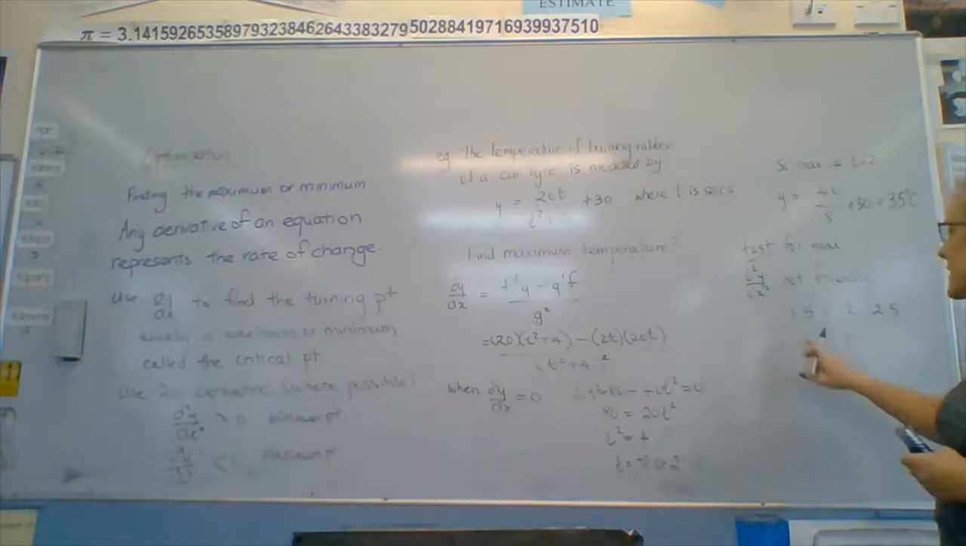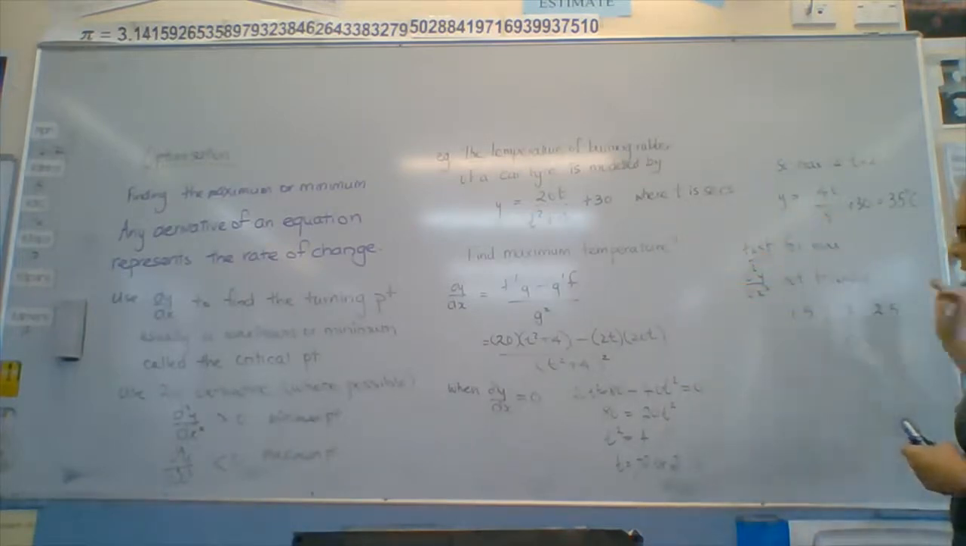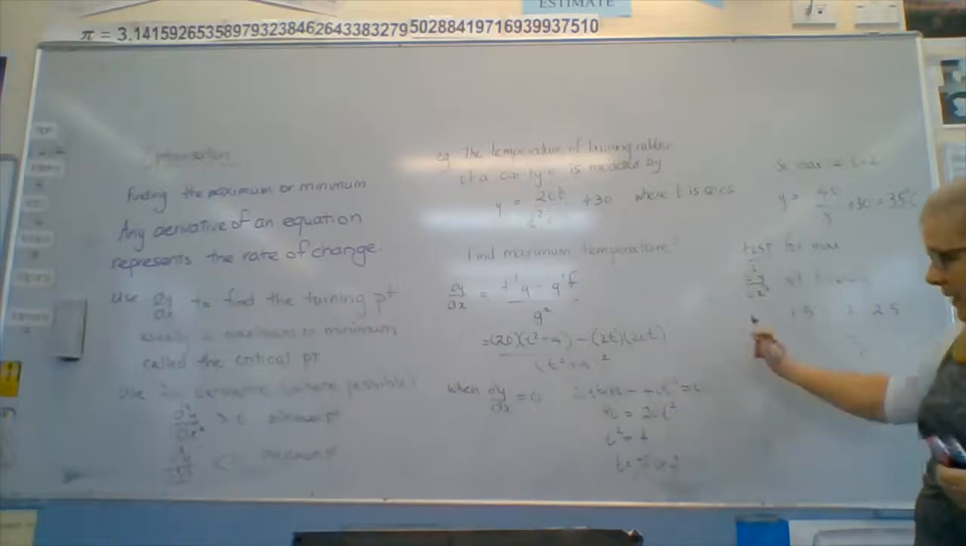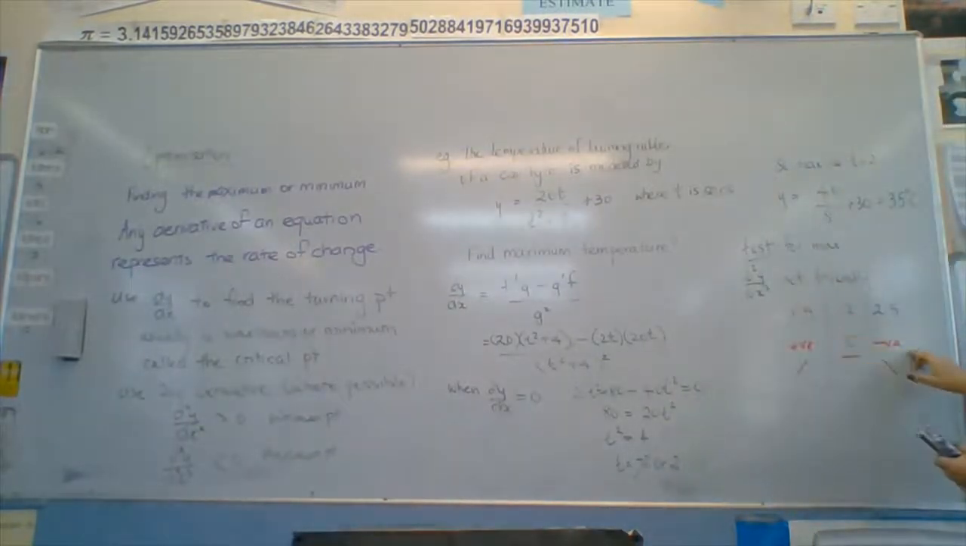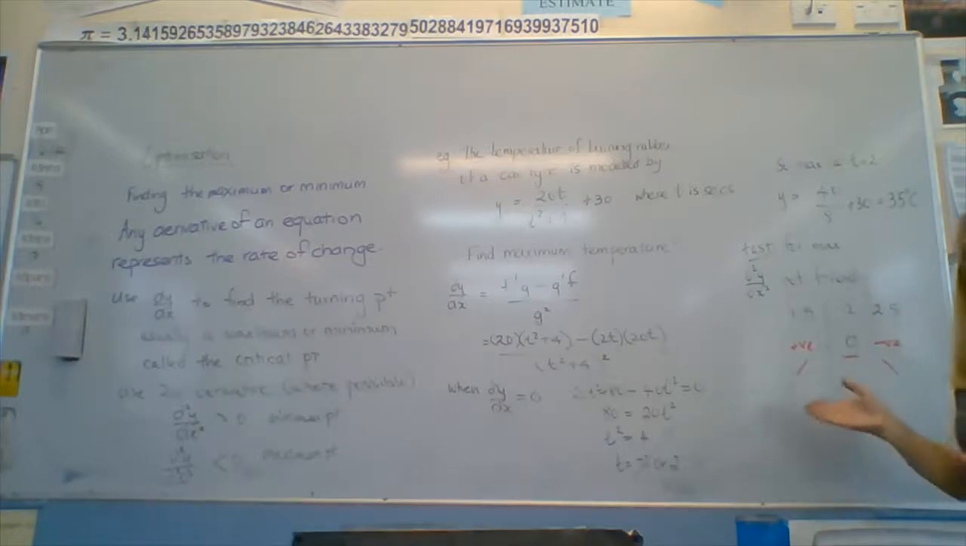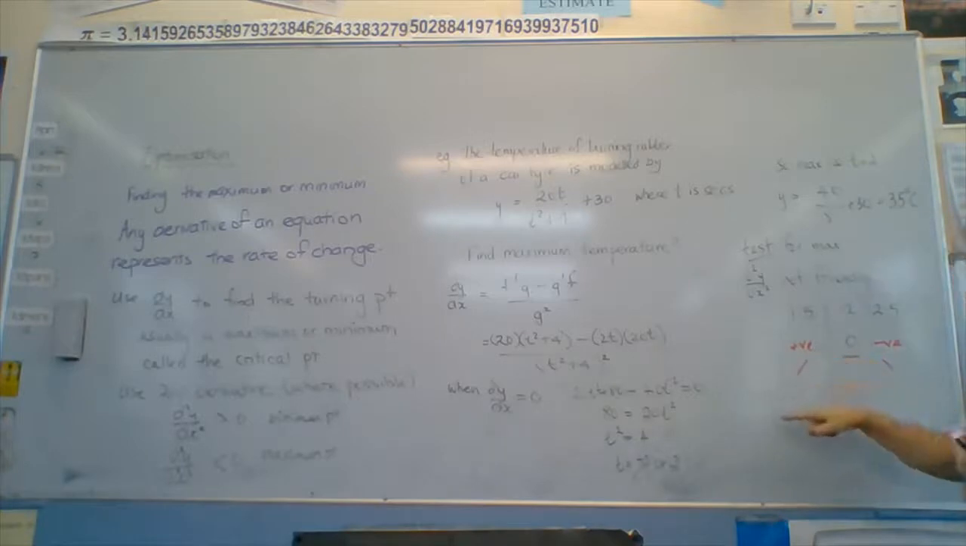So this one's given us 0. We need to put 1.5 into our derivative formula. So you get a positive when you put 1.5 in, you get a negative when you put 2.5 in. It doesn't matter what value it is, it's just about what the gradient is. So you've got a positive gradient, a 0 gradient, a negative gradient, therefore you've got a maximum point, or a local maximum point.